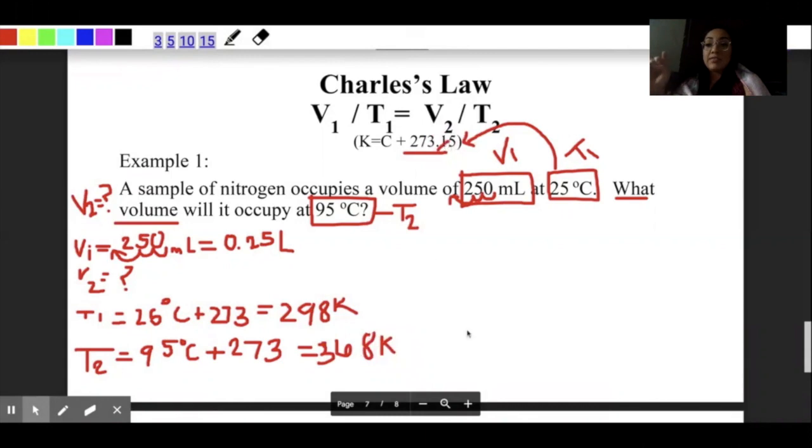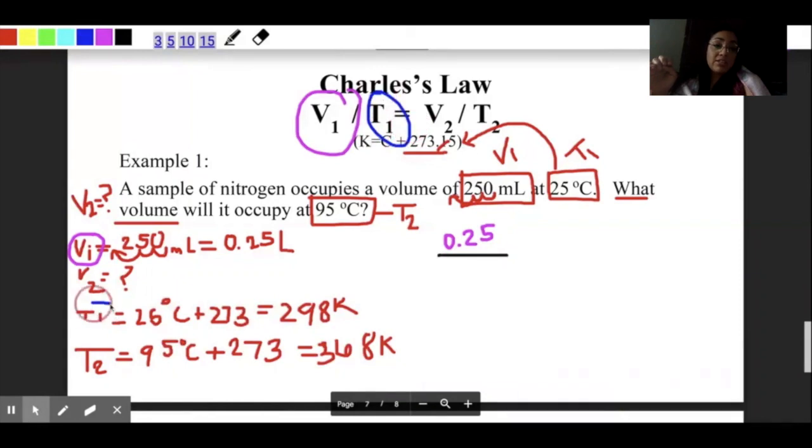And this is division. So what we're going to do is I'm going to color code this a little bit differently so it makes more sense. So our V1, we have to put on top. Our V1 is going to be 0.25. And that's going to be over temperature. So over T1. So our T1, we already converted and everything. So this is just plugging in. It's all simple after this. So our T1 is going to be 298.